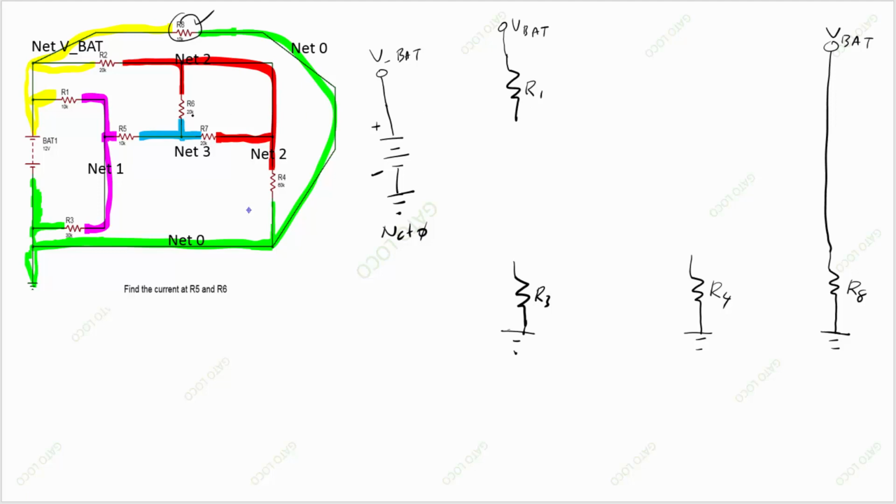VBAT, R1. Since we have R1 here, let's go ahead and complete R1. R1 also connects to R5 and to R3. Oh, we can do this. R1 connects to R3, and it seems that R3 connects out to R5. R5.